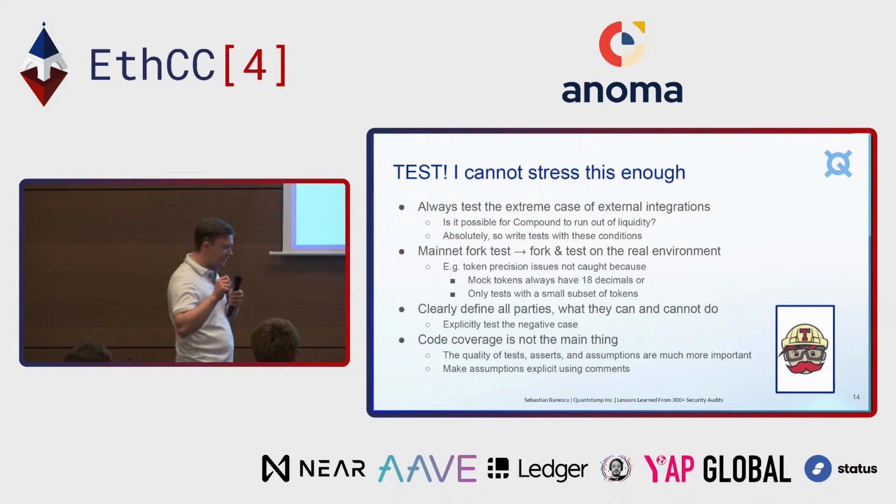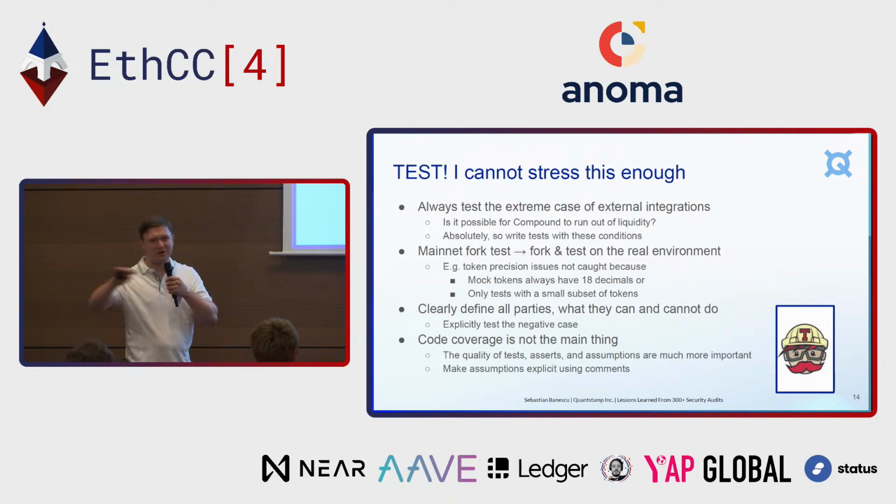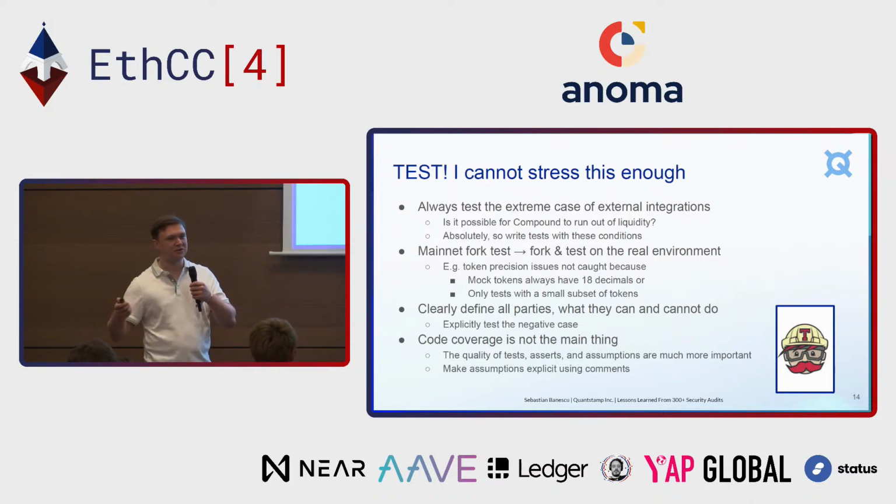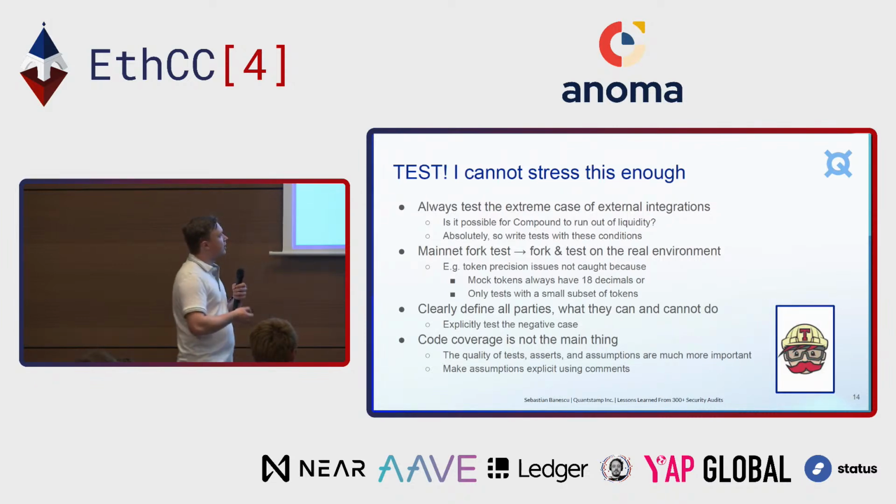Like, we've seen test suites which have 100% branch coverage across the board. They're just unit tests which just aim to maximize code coverage. They have 0 assertions, right? So if you have like 100% coverage with 0 assertions, it's useless. So check the quality of the tests, the assert statements, assumptions, right?